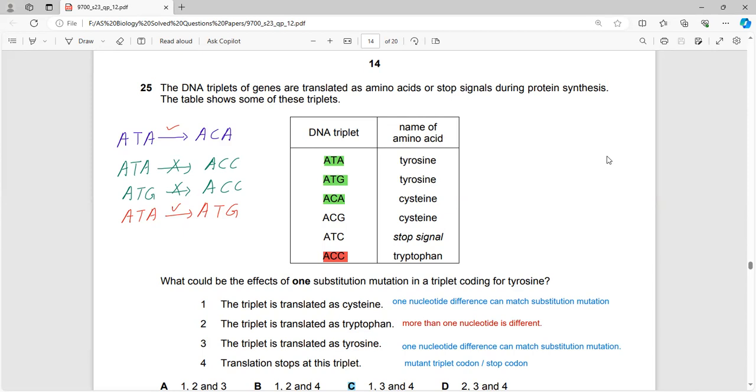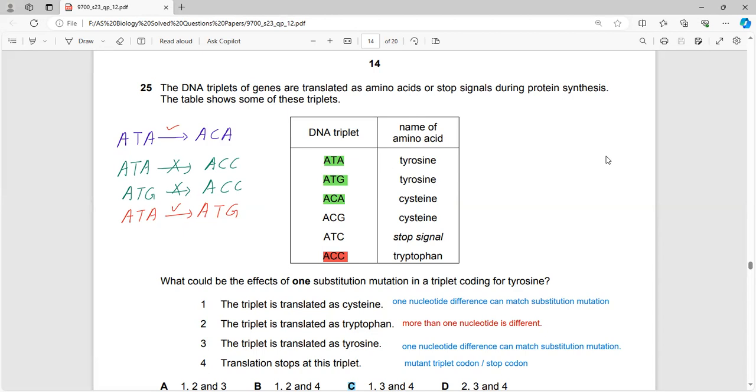So what would be the effect of one substitution mutation in a triplet coding for tyrosine? For example, tyrosine is coded by ATA and ATG. If you replace one nucleotide there, what will it produce? For example, if we replace the thymine in the center of ATA with cytosine, that will produce ACA. You can see ACA is present in the table, and ACA is producing cysteine.